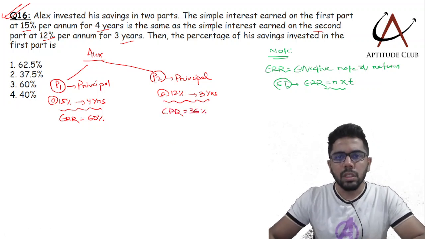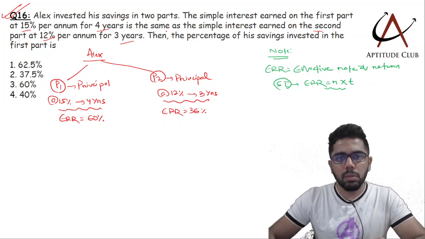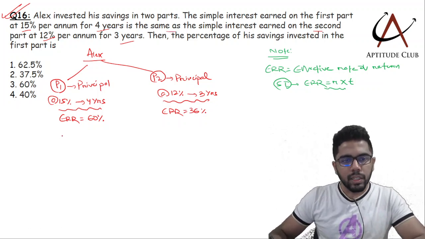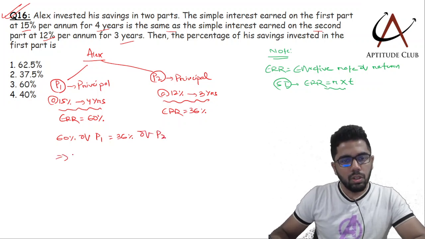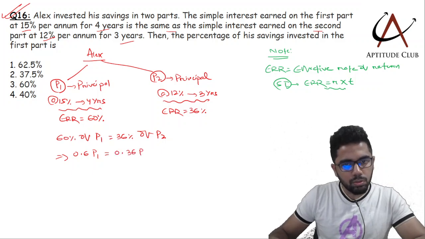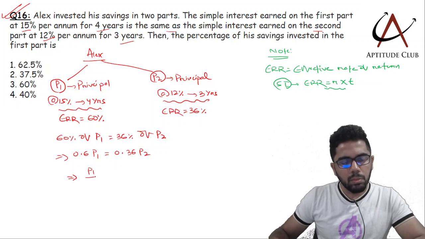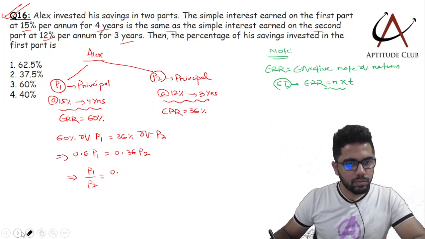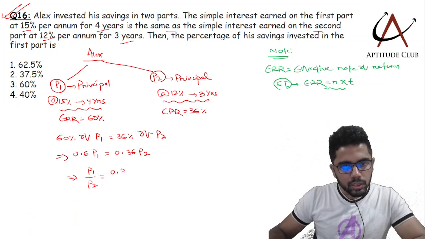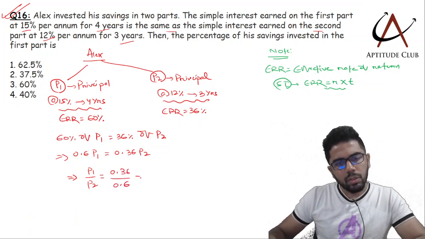Now as per the question, the simple interest earned from the first part is same as the simple interest earned from the second part. That means I can write 60% of P1 is equal to 36% of P2, or 0.6 P1 is equal to 0.36 P2. Bas abhi simple ratio le lena hai. P1 to P2 is 0.36 to 0.6, which is basically 6 by 10 or 3 by 5.